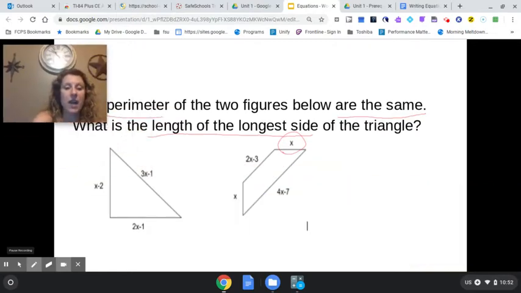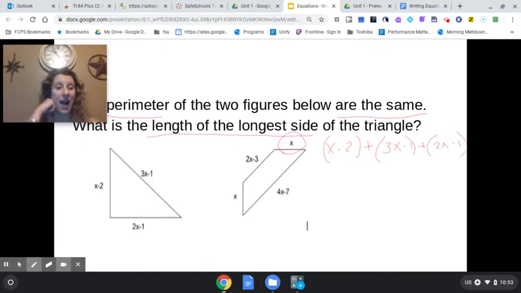So the triangle, we're going to add up those three sides. The first side, x minus 2, plus the second side, 3x minus 1, plus the third side, 2x minus 1. We've got lots of like terms that we're going to have to combine there.